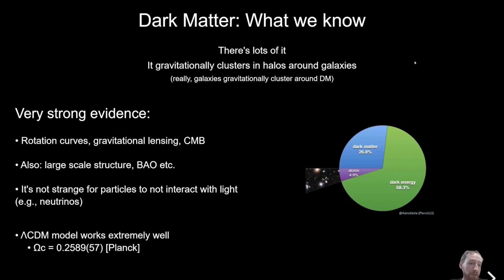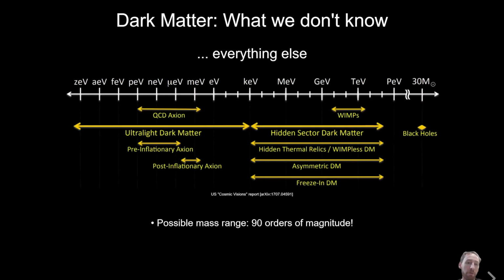So dark matter, we have extremely strong evidence for its existence, but we know very little or nothing about its microscopic composition. In particular, the array of candidates for what this dark matter particle could be is truly vast. It could have a mass range spanning something like 90 orders of magnitude.